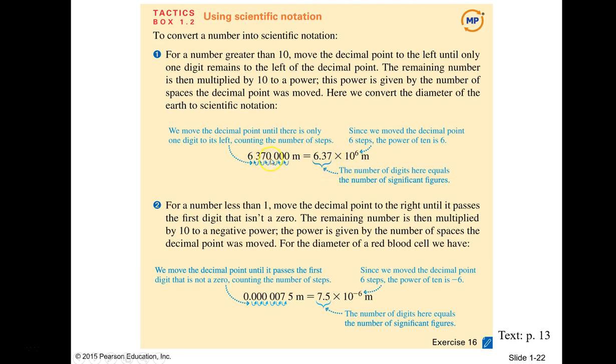Okay, so if we have 6,370,000, we want to make the number between 1 and 10. So we slide the decimal point to the left, 1, 2, 3, 4, 5, 6 spots. So our first number here is where we place our decimal point, so 6.37 times 10 to the 6 meters. Okay, 10 to the 6 means it's a big number. 10 to the -6 is a small number. Hopefully you have had experience with this, and we will go through practice on your calculator on how to put them into your calculator correctly.